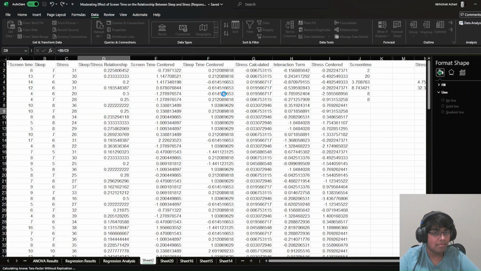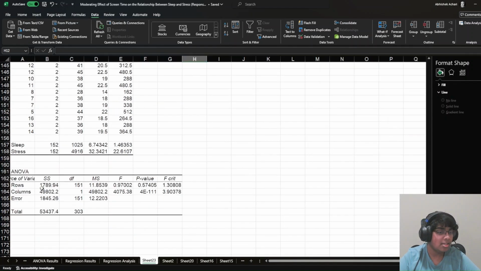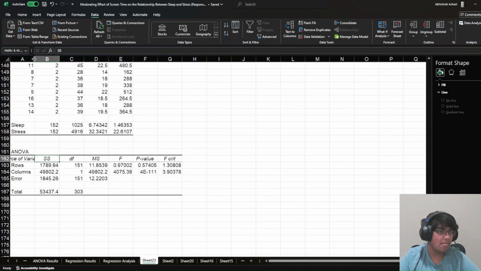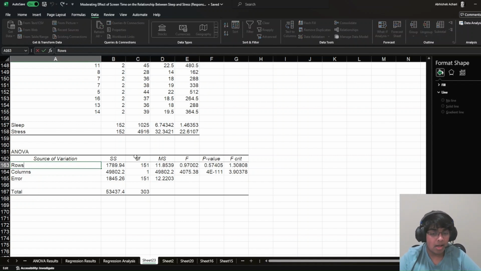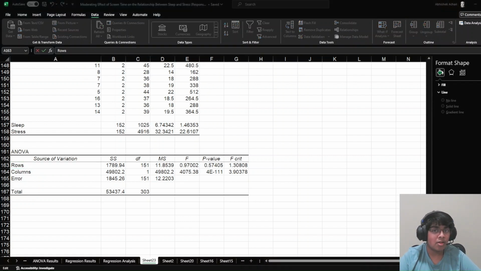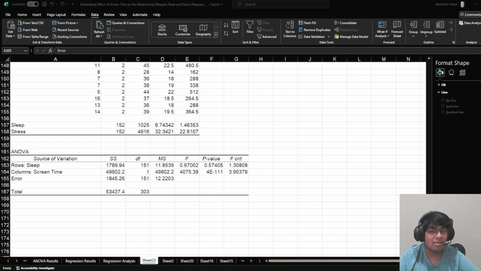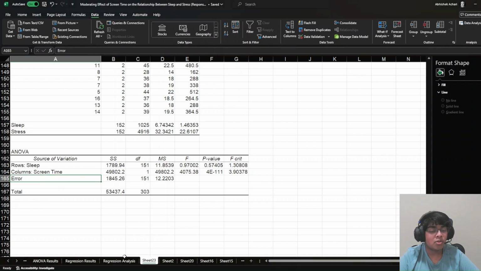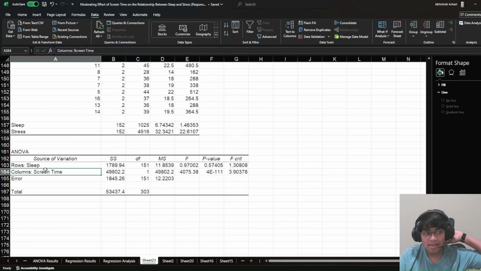Okay. Now what you'll want to do is scroll down to the very bottom, and over here you'll see the ANOVA analysis. I'll make these a bit bigger so that you can see it more easily. In this case, the rows will correspond to sleep, and the columns will correspond to screen time. And what this is doing is looking at their effect on stress. Rows correspond to sleep because sleep was in column B, and screen time was in column A, which is why it is in columns.